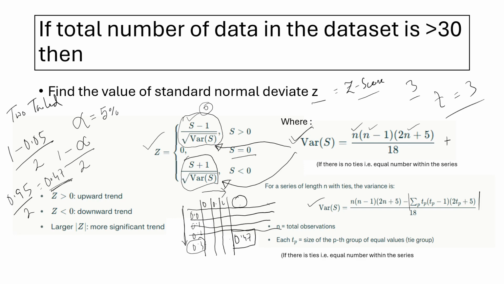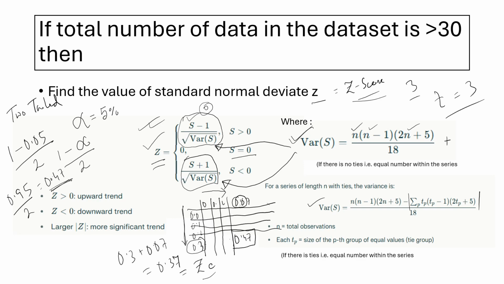So if this value is 0.3 and this value is 0.07, you add 0.3 plus 0.07, this will be 0.37, which will be equal to your critical Z. Correct? And if the current Z score that you have calculated with the help of this formula is more than your critical Z, then there is a trend, otherwise no trend.